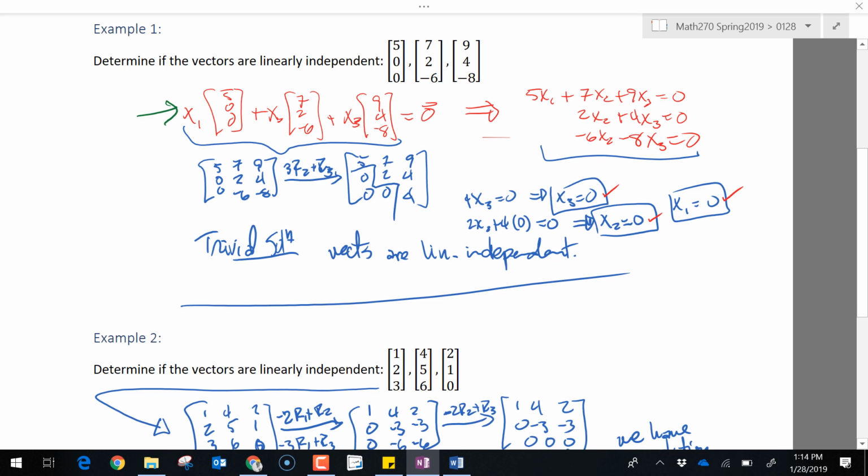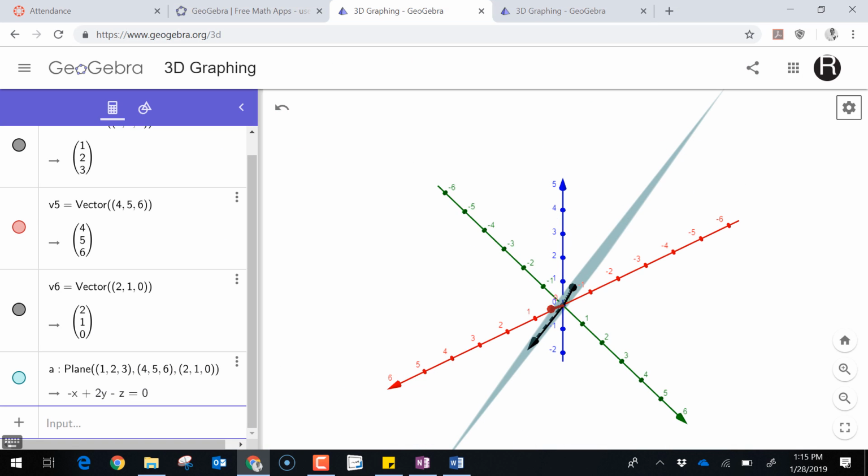Well, I don't quite understand your question. Well, the plane, oh, here, the plane looks like this. It's minus x plus 2y minus z is equal to 0. So that's the equation of the plane that we have there.